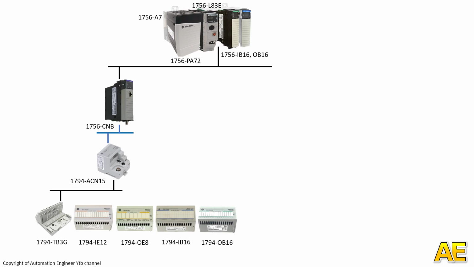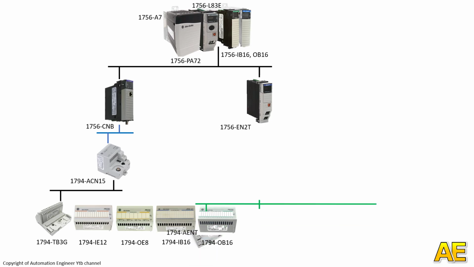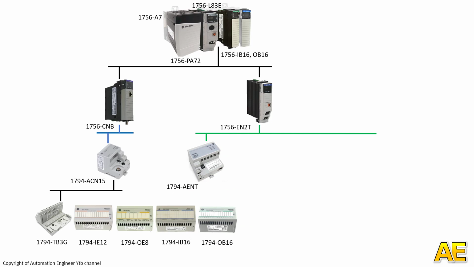And for Ethernet IP, we need an Ethernet IP module, 1756-EN2T, installed in the CPU chassis, and in the control cabinet on site we have an Ethernet IP adapter, 1794-AENT, connected with an Ethernet cable. The layers below the Ethernet IP adapter are the same as with the ControlNet adapter.